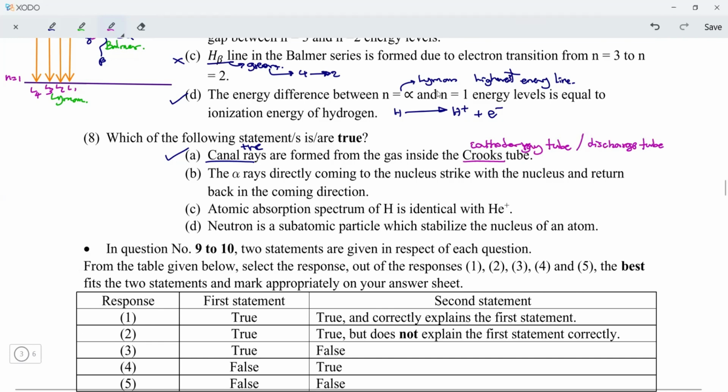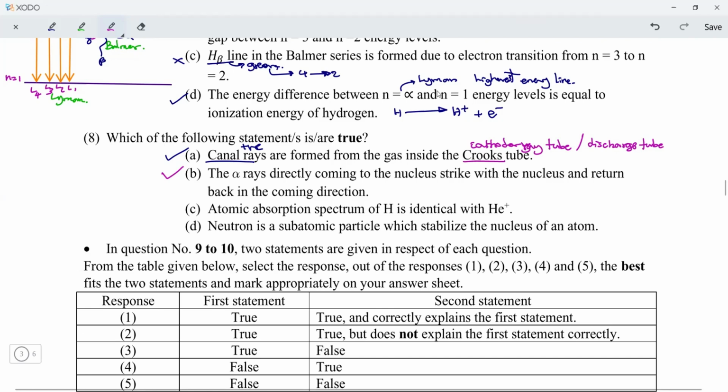The alpha rays directly coming to the nucleus strike with the nucleus and return back in the coming direction. That is true. That's why in the gold foil experiment, very few alpha particles bounce back because of this problem. That was some unexpected observation. In the gold foil experiment, they thought that since the gold foil is very thin, Rutherford and his colleagues expected that the alpha particles will pass through the gold foil without any problem, all of them. But they didn't expect coming back of some alpha particles. So that was a very interesting, unexpected observation of that experiment. So the reason is there was a positive dense solid particle within the atom. That was later named as the nucleus.